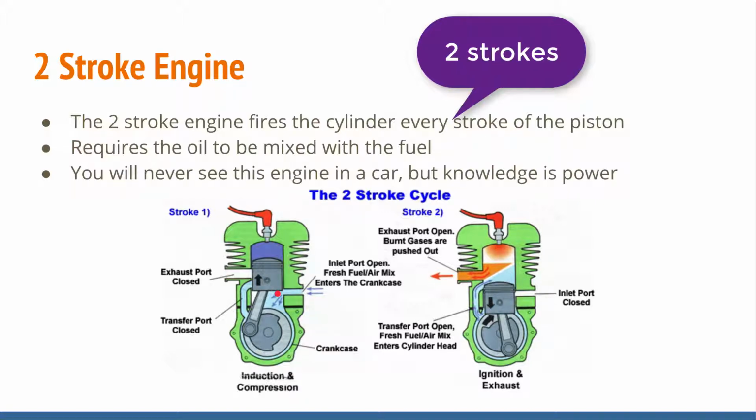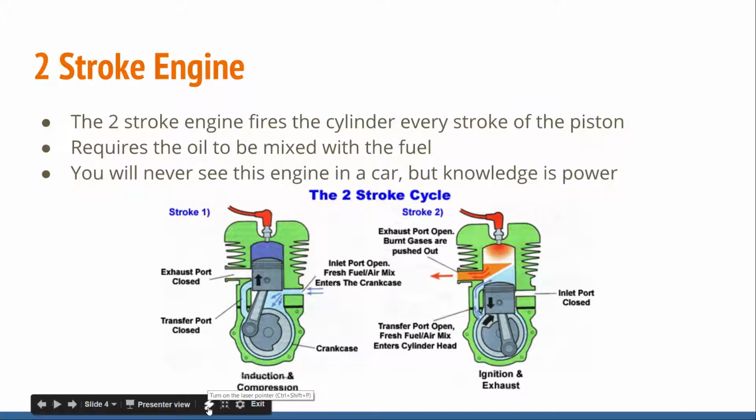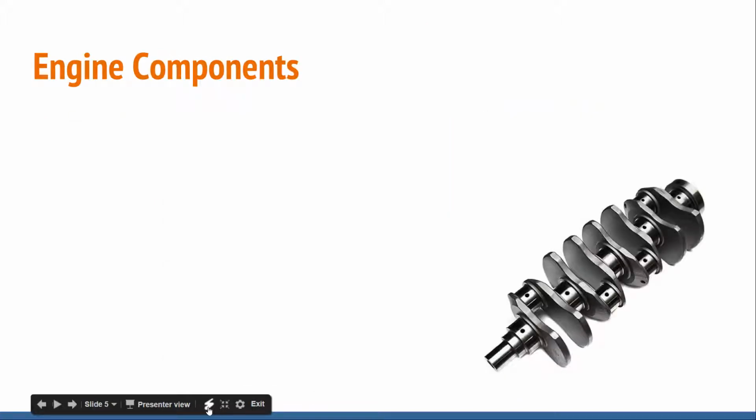It takes the air-fuel mixture, brings it into the crankcase before finally bringing it on top of the piston. And it's a totally different way to make an engine run, but it works. So we're going to hop back over to the 4-stroke engine now. We're not going to talk anymore about the 2-stroke engine, but we are going to talk about the engine components, all the different pieces of the engine.